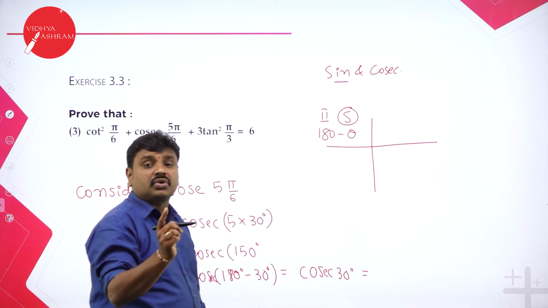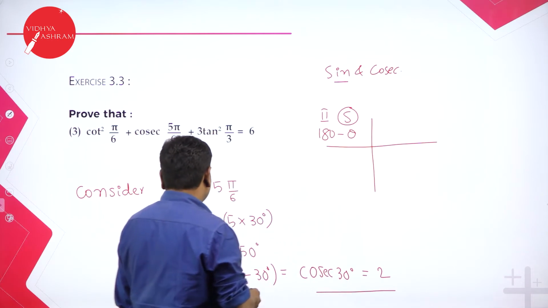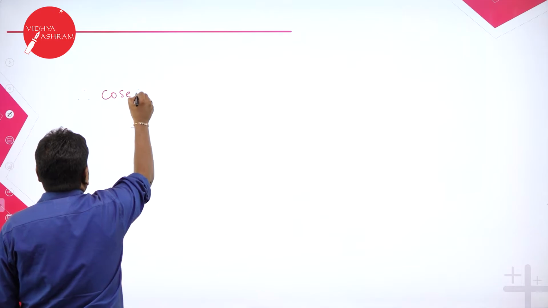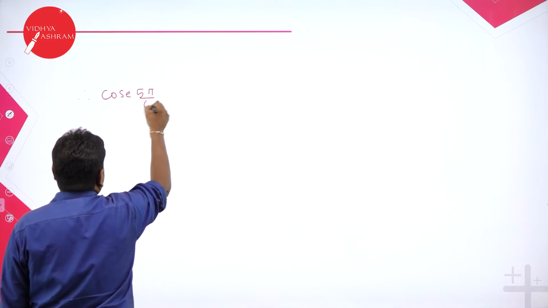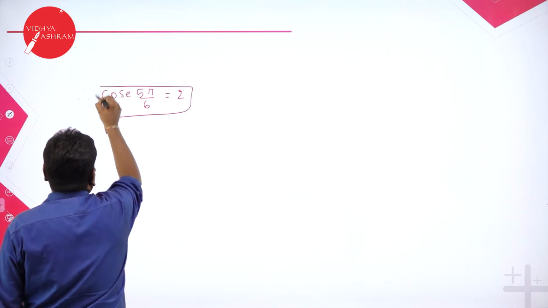Cosecant 30 is the reciprocal of sine 30. Sine 30 is 1 by 2. Cosecant 30 is 2. Therefore, we got the value of cosecant of 5 pi by 6 as positive 2. Now call it equation 1.